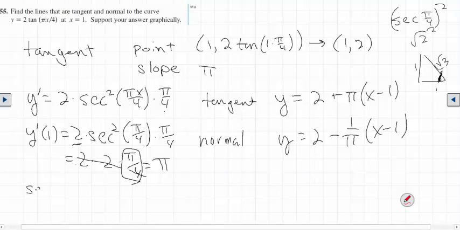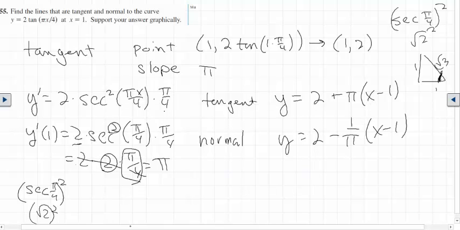Okay. So secant of pi over 4 was the square root of 2. This square is really a square on all of that. So that squared the square root, and that ended up being 2 right there. Okay. All right. So we good on that? Yep. Okay. It said support our answer graphically, and of course we would do that by graphing.